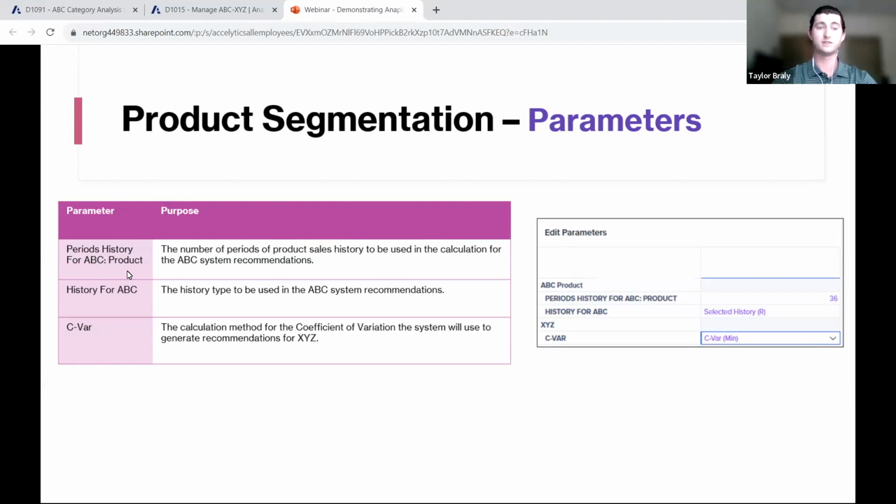We have the periods of history, which will determine how many periods of sales history we want to use in the calculation for the ABC category. We have the specific history selection type. Your choices are between the selected history R and selected history U. And then we have the C-var, or the coefficient of variation, that will be used to calculate the XYZ category based on the system recommendation.